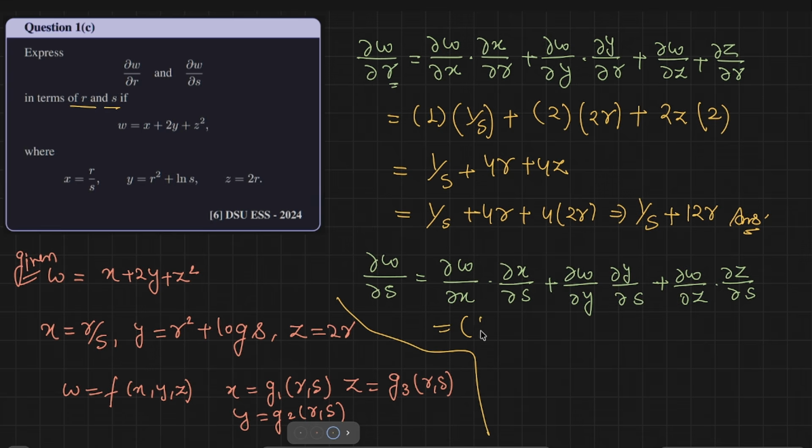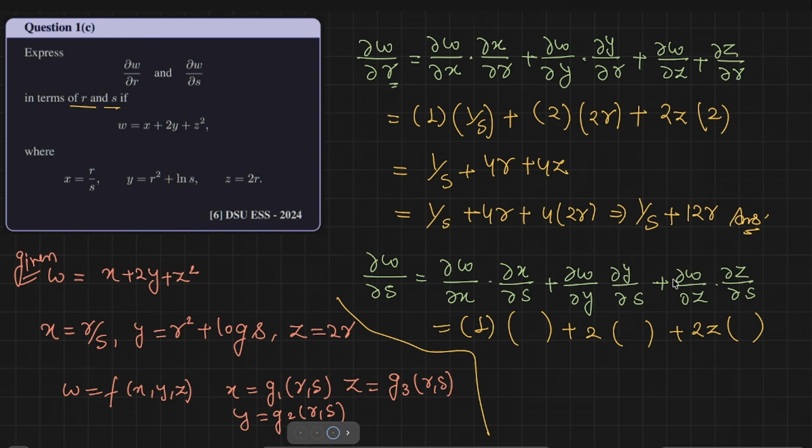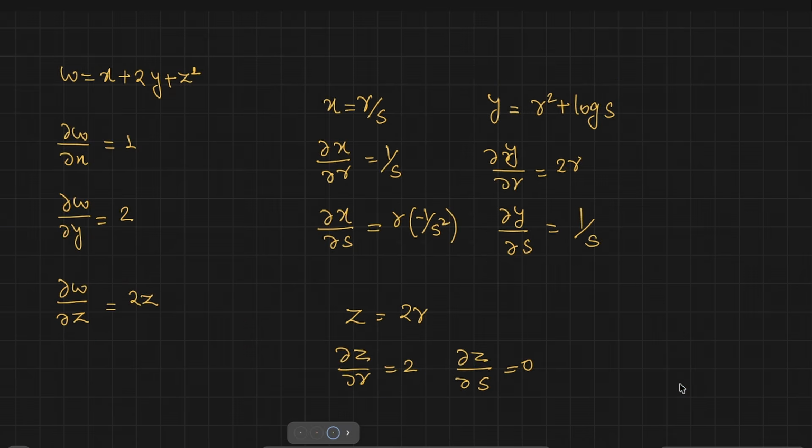Finding the second derivative, this is 1 plus 2 and plus 2z. Put the values with respect to s. This is r into minus 1 by s square, this is going to be r, it is 1 by s, and it is 0. So from here, when you solve, it is minus r by s square plus 2 by s. This is the solution for this derivative. In this way you can find it out.